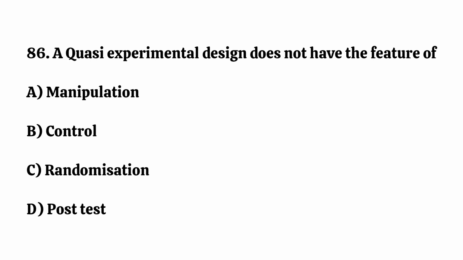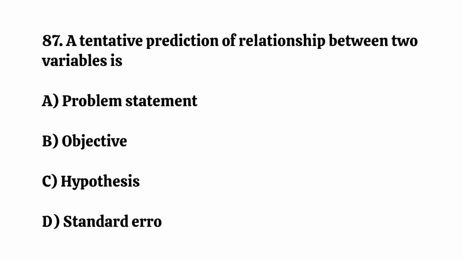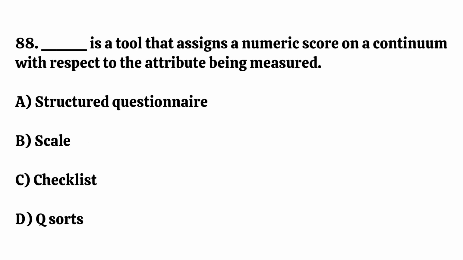Next, a quasi-experimental design does not have the feature of A. Manipulation, B. Control, C. Randomization, D. Post-test. Answer is option C. Randomization. Next, a tentative prediction of relationship between two variables is A. Problem statement, B. Objective, C. Hypothesis, D. Standard error. Answer is option C. Hypothesis. Next, Dash is a tool that assigns a numeric score on a continuum with respect to the attribute being measured. A. Structured questionnaire, B. Scale, C. Checklist, D. Q sorts. Answer is option B. Scale.